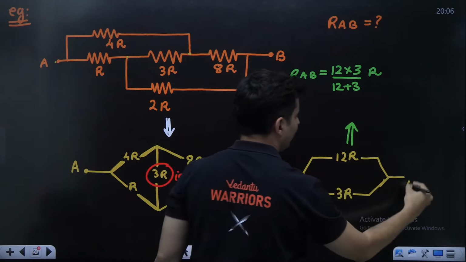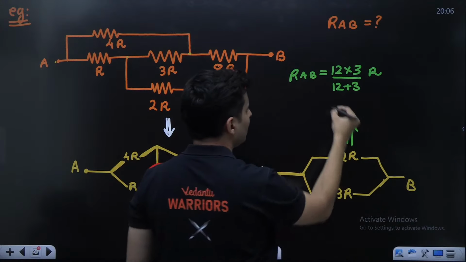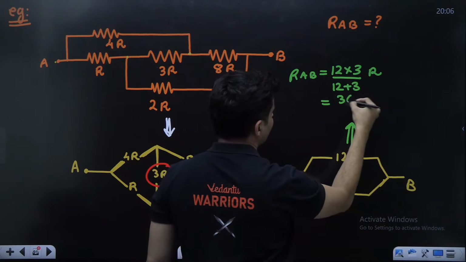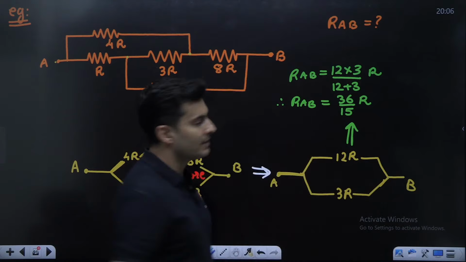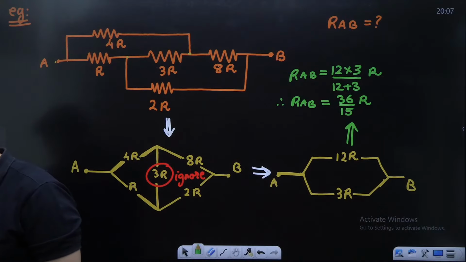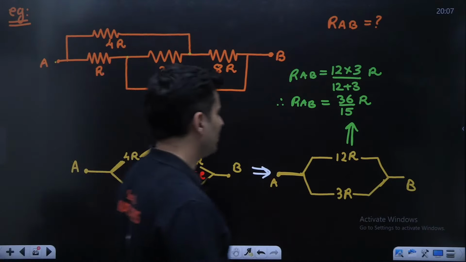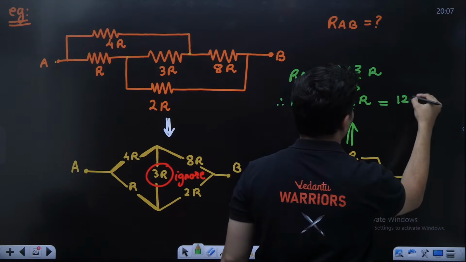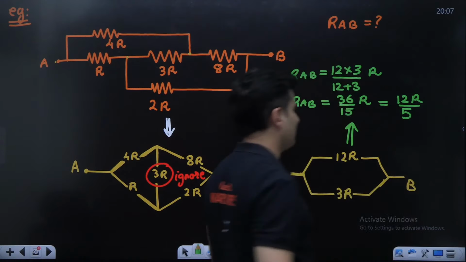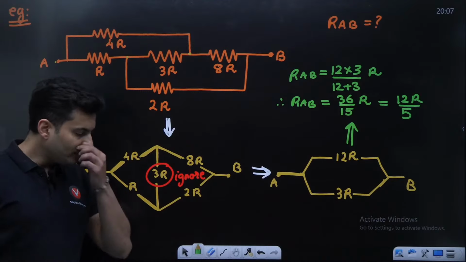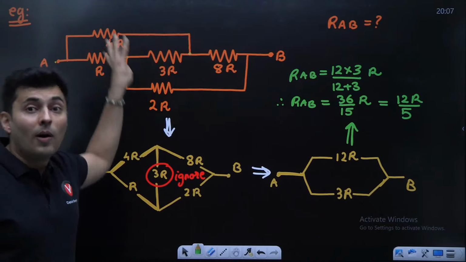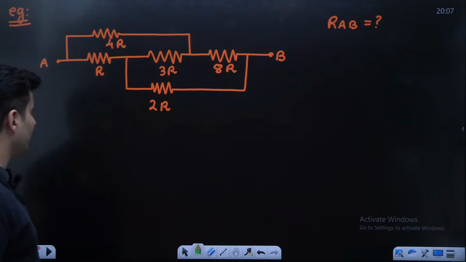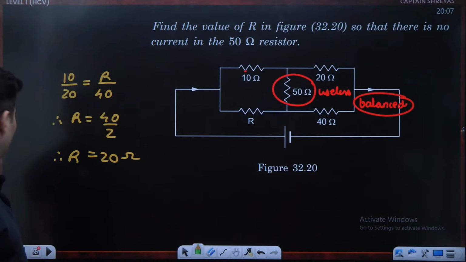Is that okay, everyone? So that is the equivalent resistance between A and B. So how much will it be? 12 times 3 is 36 divided by 15R. That is the answer. RAB is 36 by 15R. Yes, 12R by 5. You can divide it by 3, no issues. So that will be 12R divided by 5, in the simple fraction. So these questions are disguised forms of Wheatstone's bridge, which is this one.